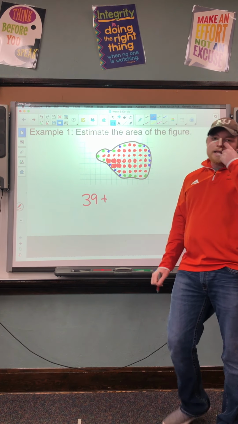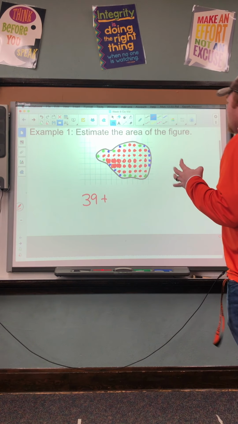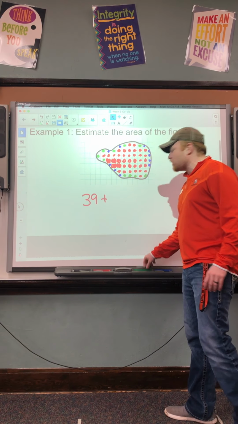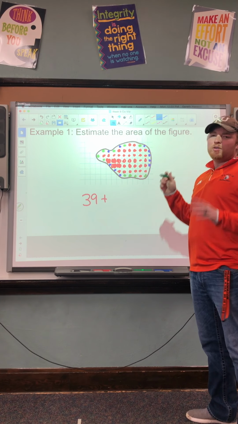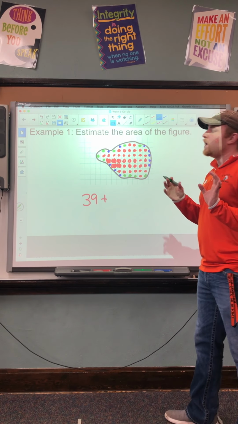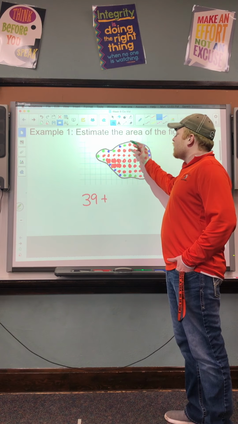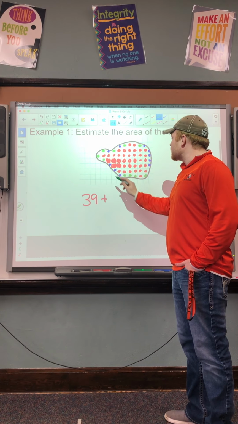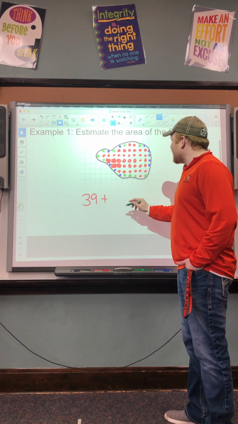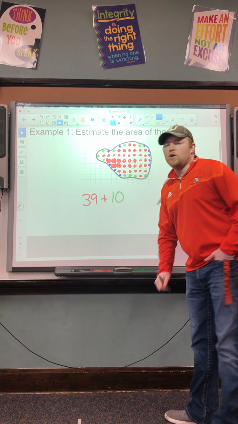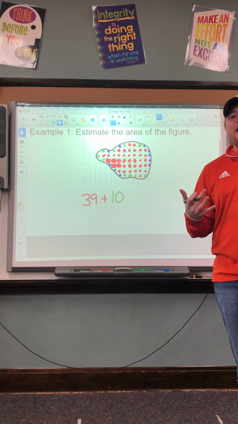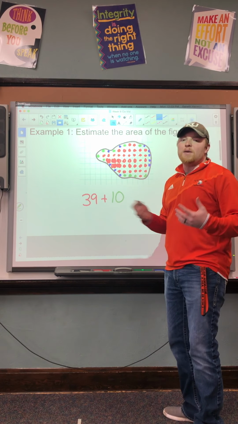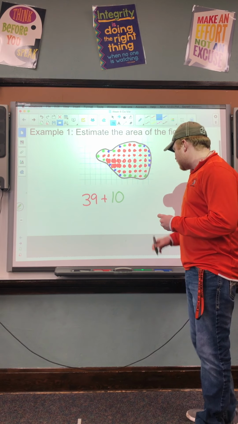Now you're going to add that to the almost full squares, which I represented as green. So count the squares that are almost full, not completely, but almost. Count the green ones: 1, 2, 3, 4, 5, 6, 7, 8, 9, 10. 10 almost full. You're estimating again, so you're kind of rounding. Say this square is 75% filled, you would round it up to 100%.